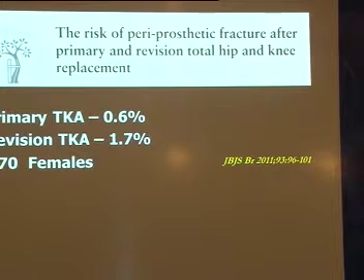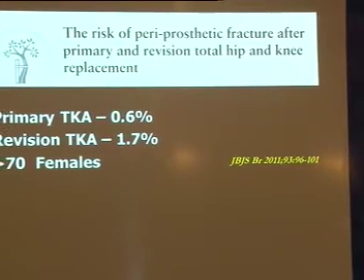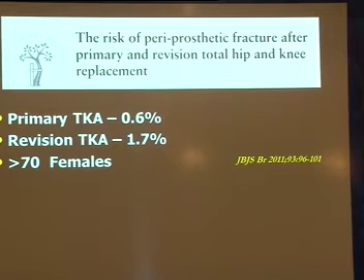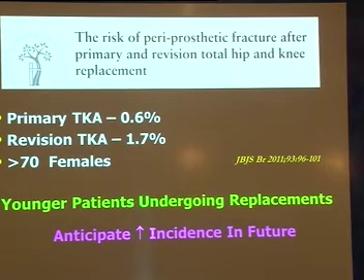So I'll be talking about periprosthetic fractures around the knee following total knee replacement. If you look at the risk of periprosthetic fractures, it is certainly low for primary total knees, which is about 0.6%. And when it comes to revision, it is 3 times that, which is about 1.7%, more in patients who are above the age of 70 and more in female patients. The incidence is certainly going to increase because younger patients are undergoing knee replacements and they are living longer than ever before.